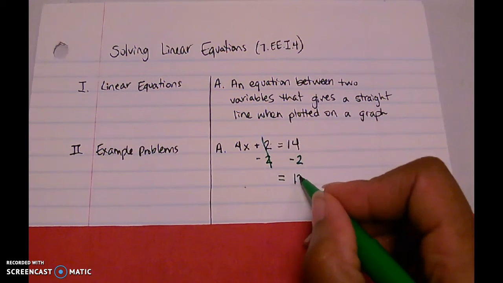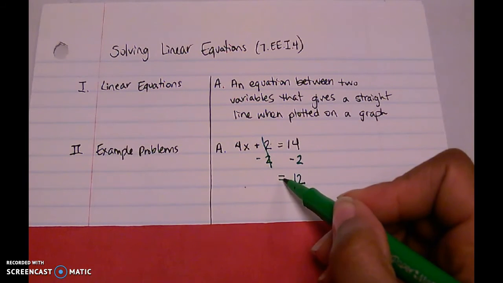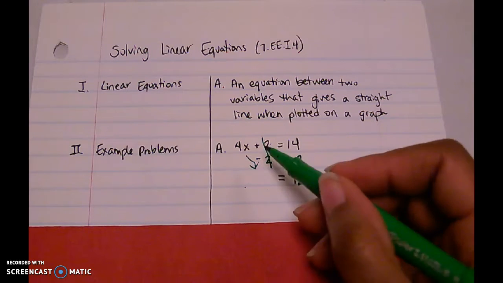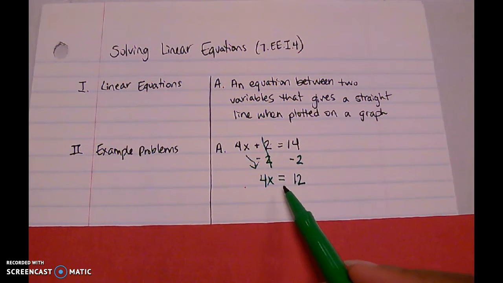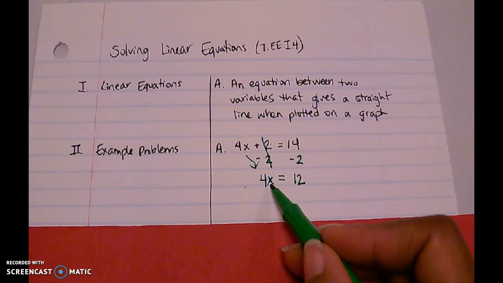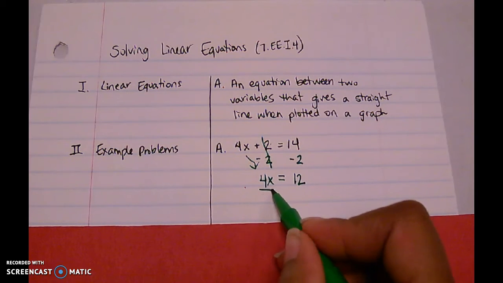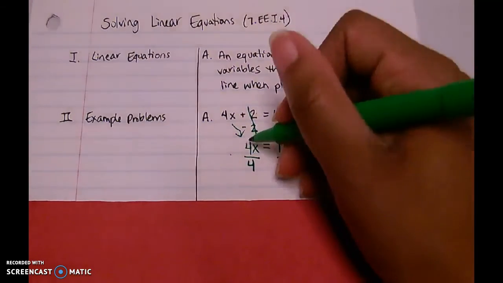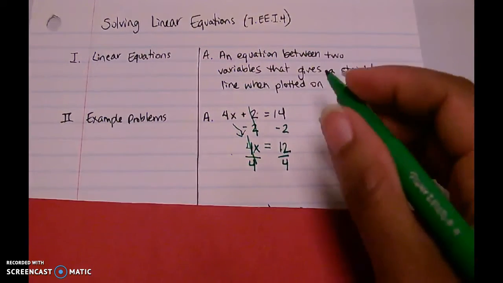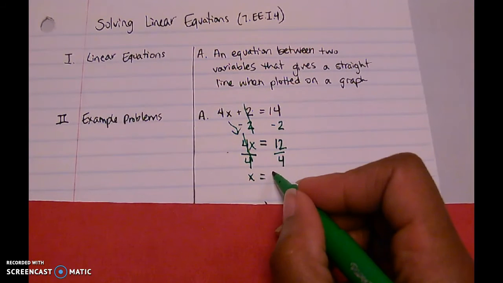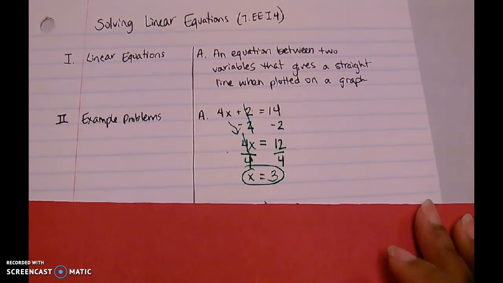14 minus 2 is going to give me 12, so I'm going to bring that down, keeping my equal sign lined up. I don't have to write 0 down here because 0 means nothing. I'm just going to bring down 4x. So now I have 4x equals 12. To solve for x, since 4x is the same thing as 4 times x, I'm going to do the opposite of multiplication, which is division. So I'm going to divide both sides by 4. 4 divided by 4 is 1. So that is just going to leave x on this side of the equal sign. And 12 divided by 4 is 3. So my final answer here is x equals 3.